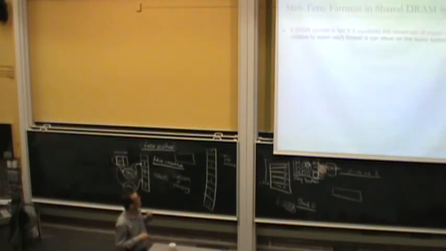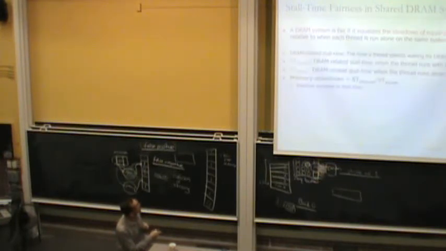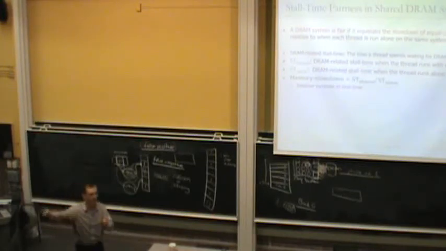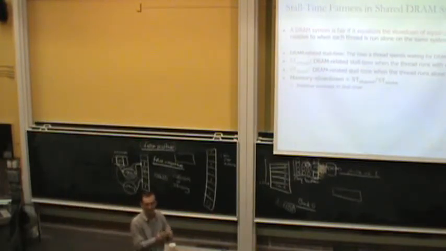So how can you do this? I'm not going to go into too much detail, but you can define a DRAM system to be fair if it equalizes slowdown of equal priority threads. And the memory controller can keep track of two things. One is the DRAM-related stall time when the thread runs with other threads. The other is ST alone, the stall time when the thread runs alone. And it can compute the slowdown, stall time shared over stall time alone, which is a relative increase in stall time. Stall time means the core is waiting for the memory request, right? It's stalling, if you will. It's not making progress.